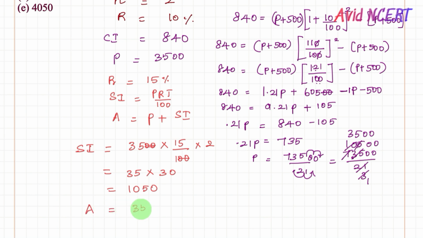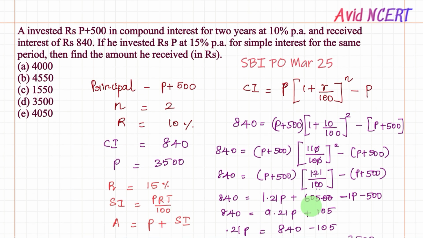So principal is 3500 plus simple interest 1050, which equals 4550. So this is the amount that you'll be getting in simple interest. Therefore, the amount you'll be getting in simple interest is 4550.